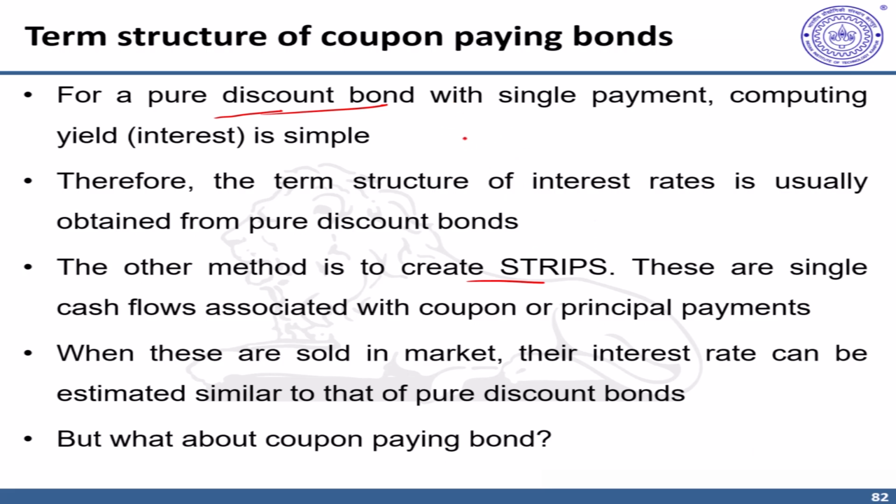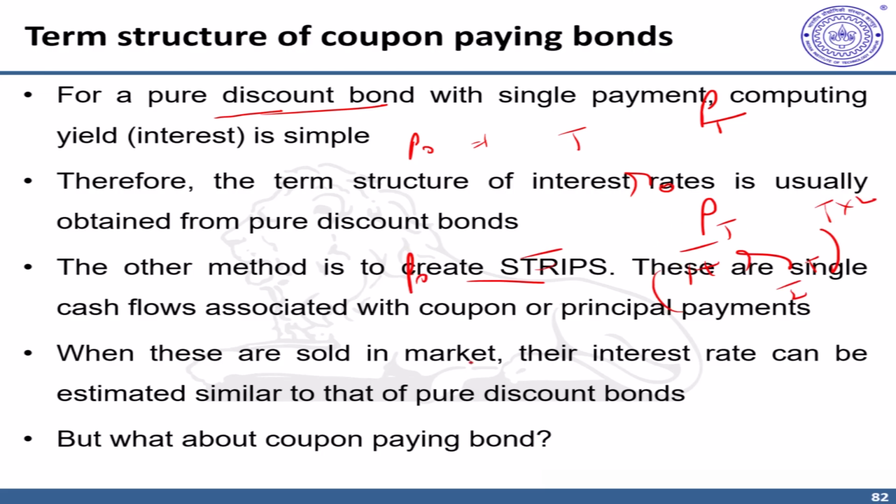For example, suppose a strip or a pure discount bond is traded at price P naught, and in future some face value or principal amount, let's say PT, is expected at time T, after T periods, let's say T years. Assuming semi-annual compounding, with interest rate R, one can compute this interest rate simply as P naught equals PT upon (1 plus RT by 2) raised to the power T into 2 if it is semi-annual compounding.